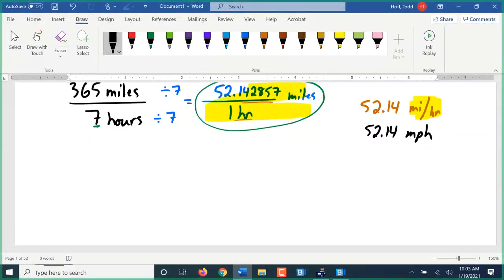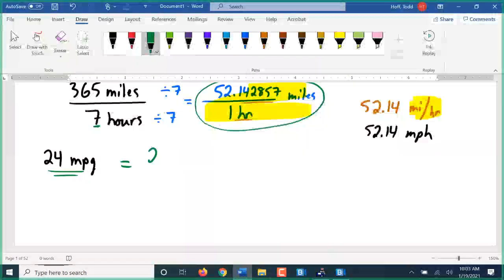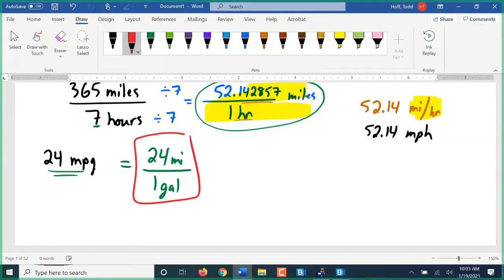The key is when we see something like that, we have to understand what it really means. Let's say that on that trip, we averaged 24 mpg. What does mpg stand for? Miles per gallon. So whenever we see this, we have to be thinking this is 24 miles for every 1 gallon, because this is the form we need it in to calculate with.